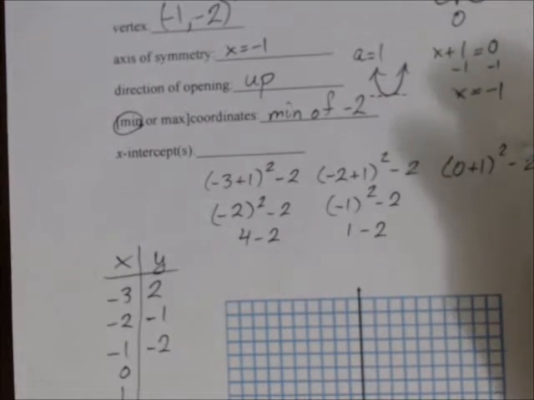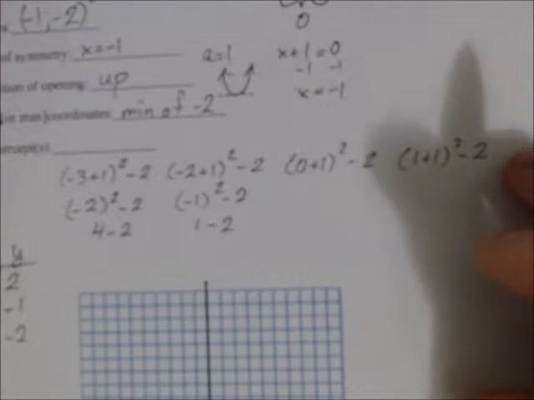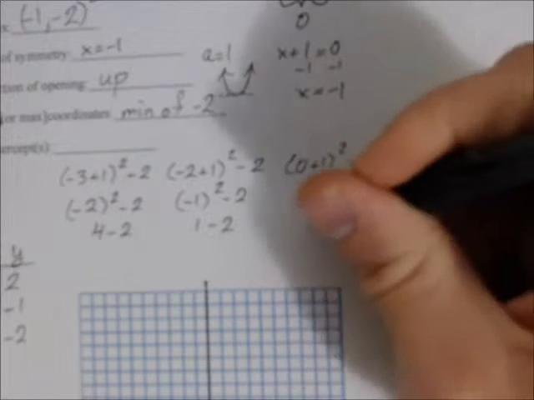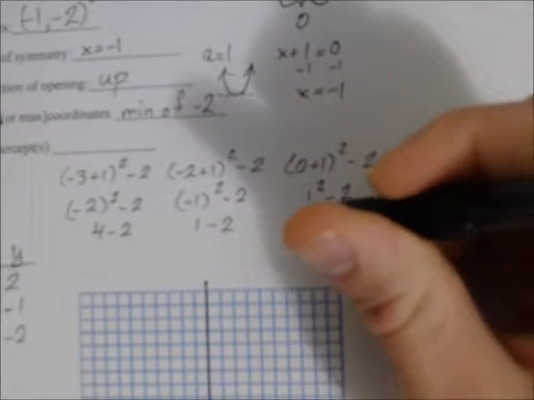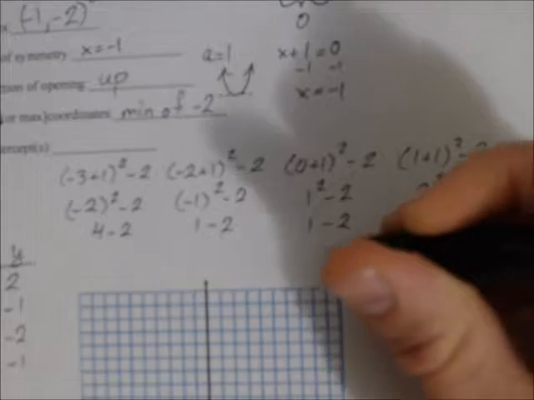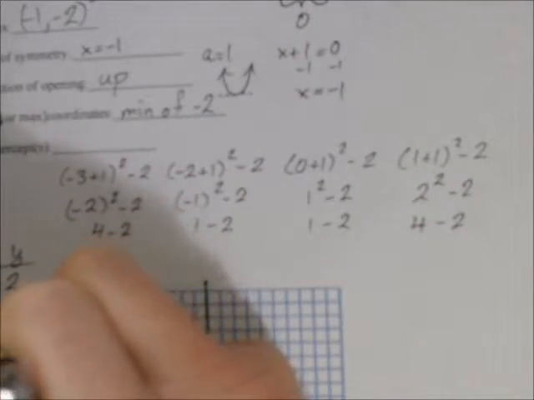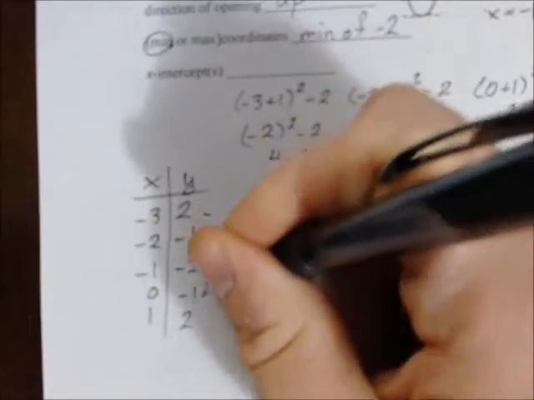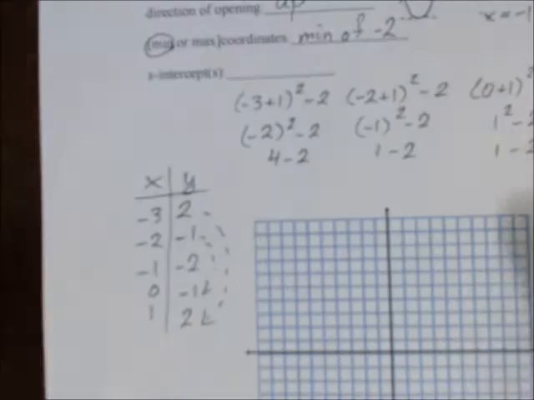Now we'll plug in 0 and 1 as well. So 0 plus 1 is 1. 1 squared is 1. 1 minus 2 also gives us negative 1 like before. Then 1 plus 1 is 2. 2 squared is 4. 4 minus 2, also 2. If we look at our table, we see some symmetry, just like we should see in our graph. Now we can plot those points.